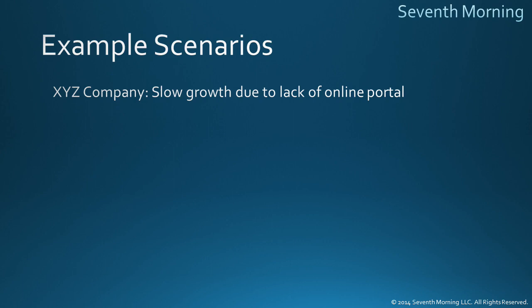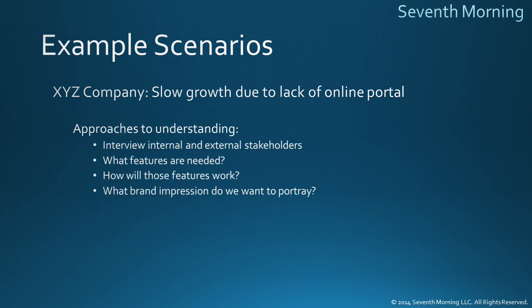Another example, and we can just stick with XYZ company, is that they might not be growing fast enough because they don't have an online presence, perhaps. Here we have a very specific need. The business analyst could interview many stakeholders, both inside and outside of XYZ, to understand what this portal needs to be. They might ask what features it needs to have, or how those features need to work, or what brand impression the portal needs to provide, etc., etc. This is, again, a very specific situation, and it's probably one of the more common in practice today.